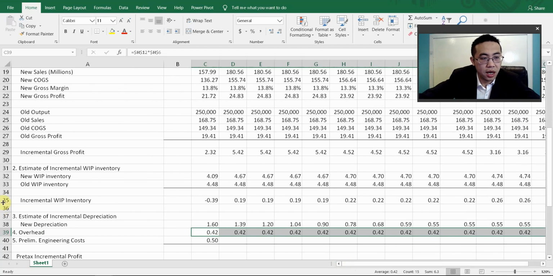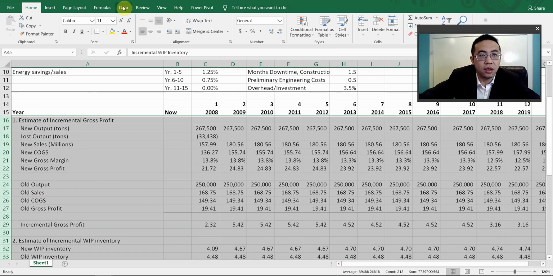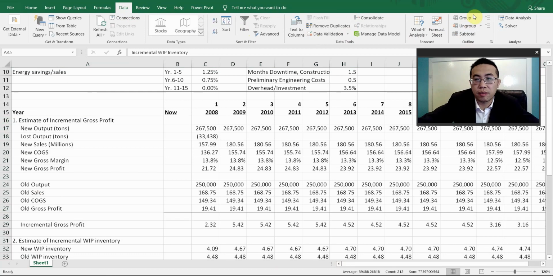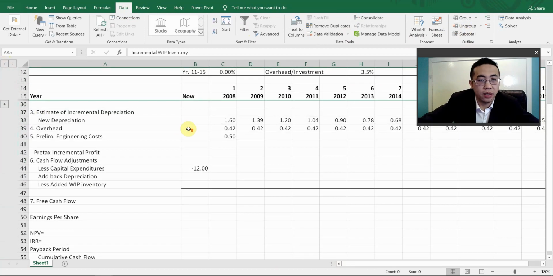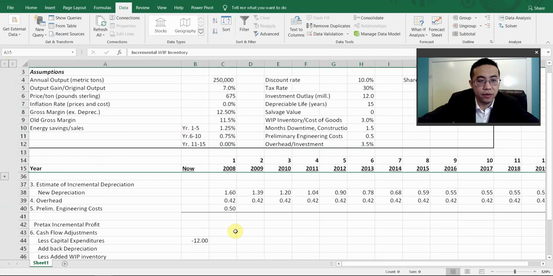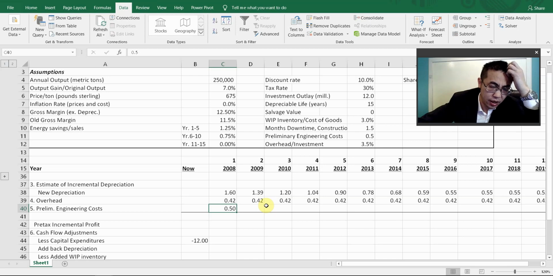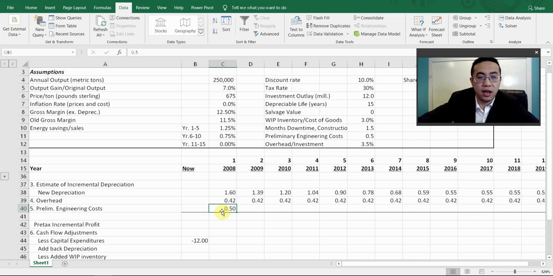If you feel tired watching this, let me just hide the whole thing by using the group function. So you see group right here. Then hit button number 1. Then that gives me a better view of it. Okay, the preliminary engineering cost is 0.5 and it's only a one-time expense. So let's just leave it here.